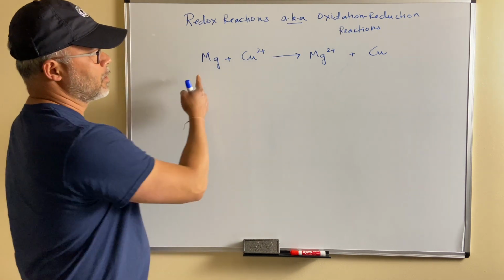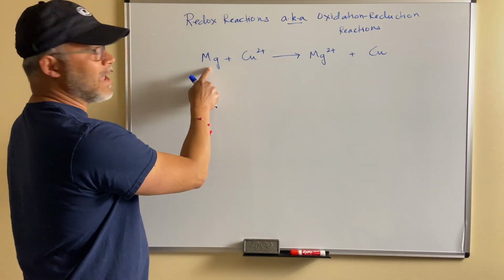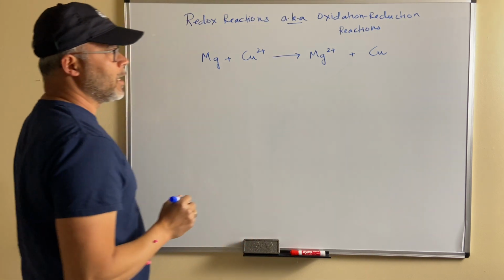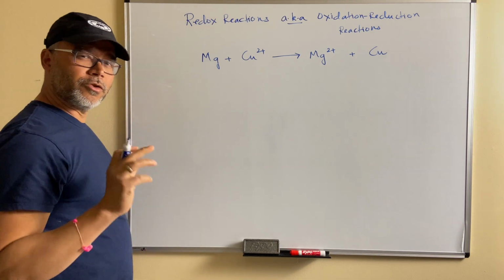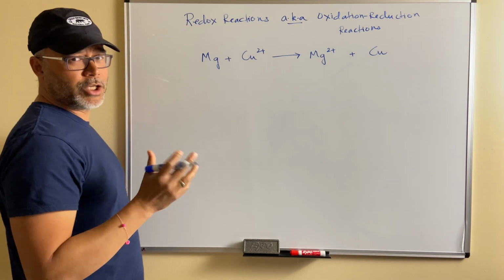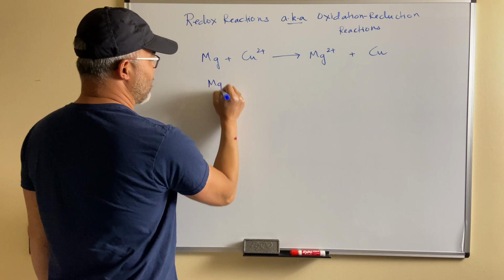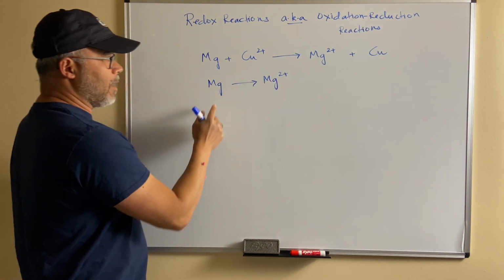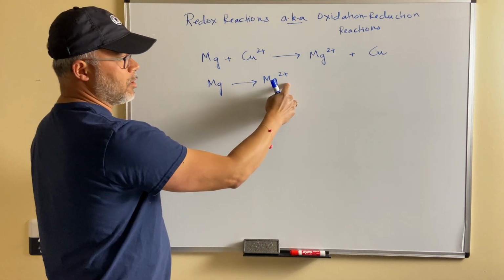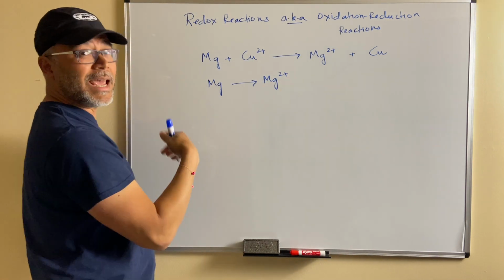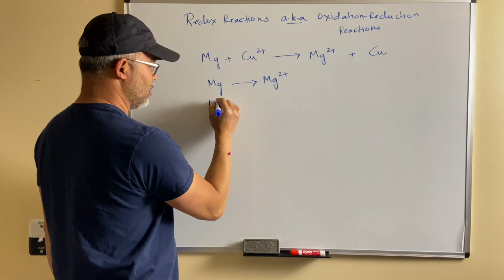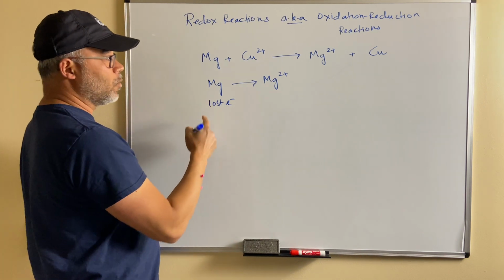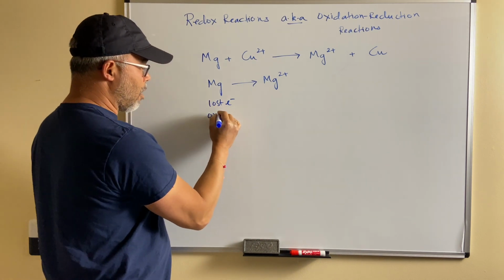Consider another reaction. Here we have Mg plus Cu2+ giving us Mg2+ and Cu. If we look at this very carefully, we try to understand what happened to each of the species. We can write that Mg changed into Mg2+. Because Mg went from a neutral species to a positively charged species, that means Mg should have lost electrons. And because it lost electrons, we say that Mg was oxidized.